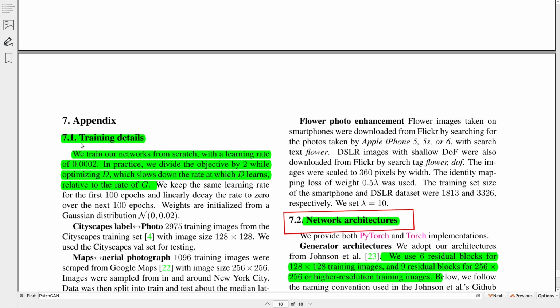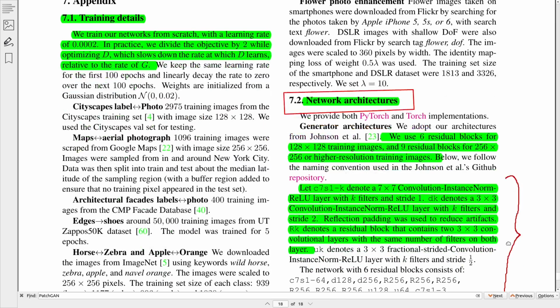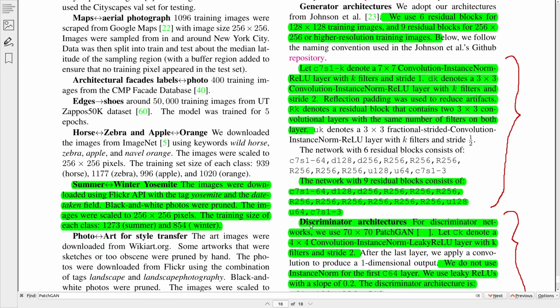And finally, in the appendix section of the paper, they also give some more details on the network architecture. They say we use 6 residual blocks for 128 by 128 training images and 9 residual blocks for 256 by 256 higher resolution training images. These details will become much more clear in the next video when I actually implement these structures. They give every detail of what kind of convolutions, stride, padding and filter size you have to use for your generator and discriminator architecture implementation.